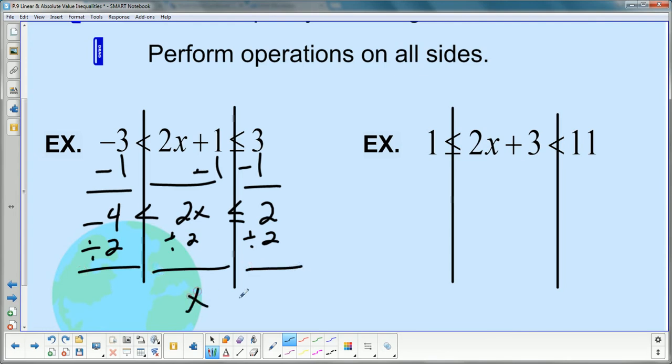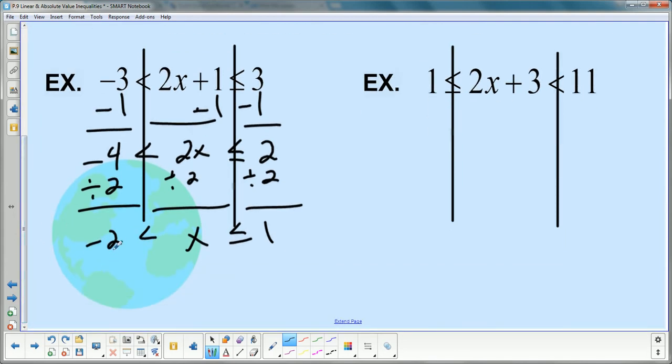And so that's going to give me that x is less than or equal to 1 and greater than negative 2. So negative 2 is less than x is less than or equal to 1. And if I draw my line so that I can graph this, I'm going to put 0 on there, I'm going to put 1 on there, and then negative 2. Okay, open circle at negative 2, closed circle at 1. And because it's an AND statement, that means I'm going to shade in between them.